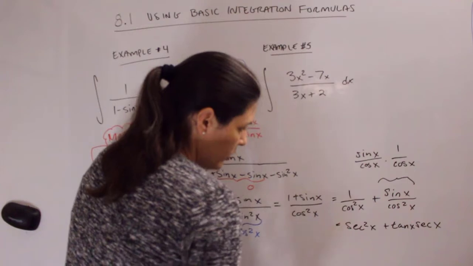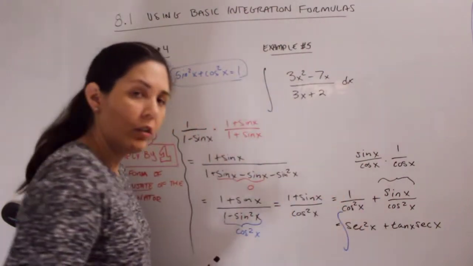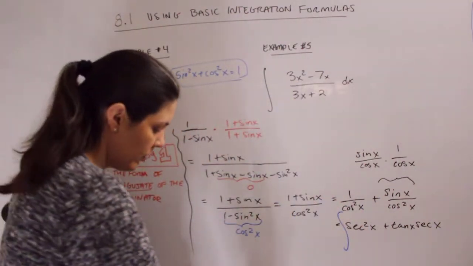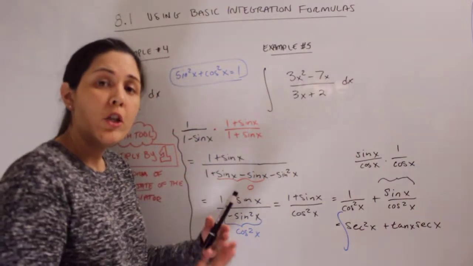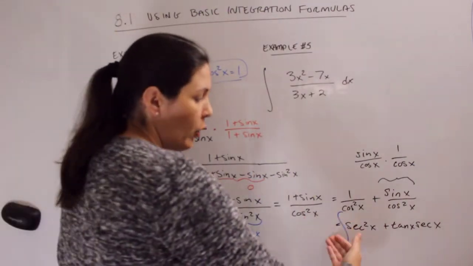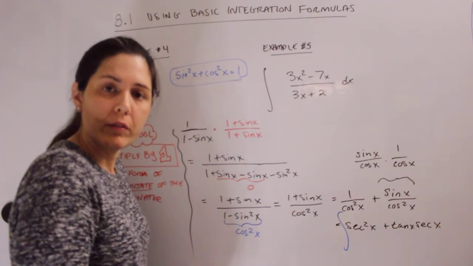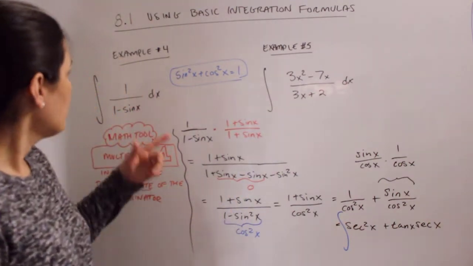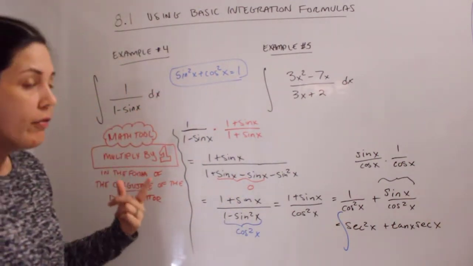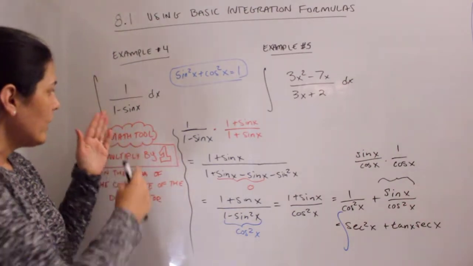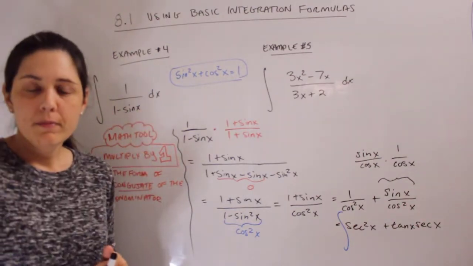So at this point, you would just go ahead and integrate that using the facts that you know about derivatives of trig functions. Go backwards and find the antiderivatives of these. So that is how you would approach something like this: multiply by a funny looking number 1 in the form of the conjugate of the denominator.